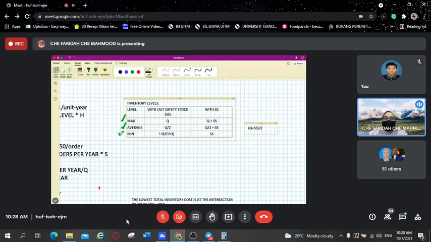So minimum ialah, if you don't carry safety stock, it's 0. Nothing in the stock. But if you have safety stock, then the safety stock will be your minimum. The minimum that you need to have is the safety stock. Setelah 5 unit. Macam tu.